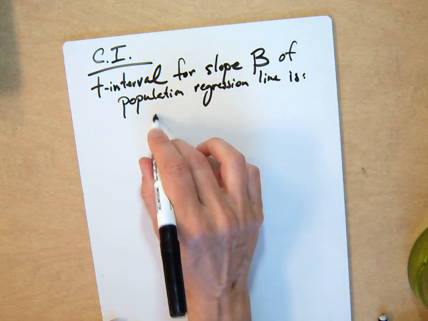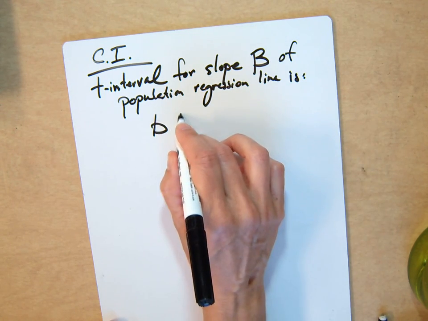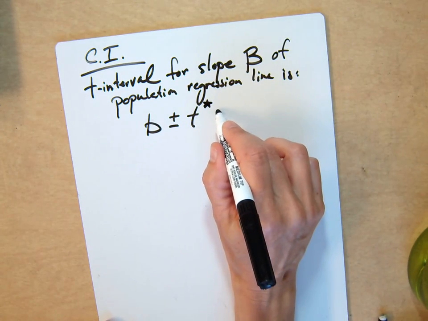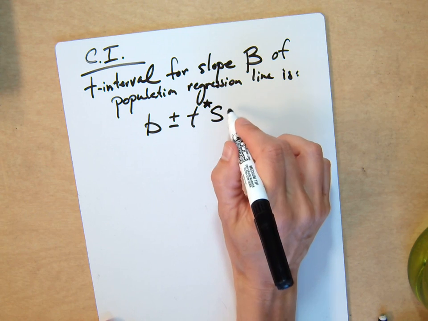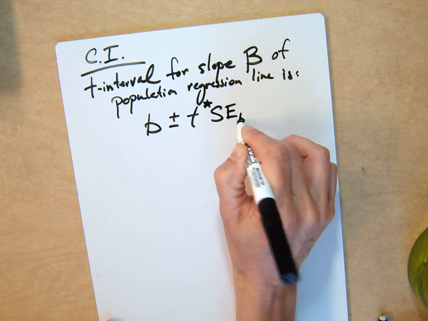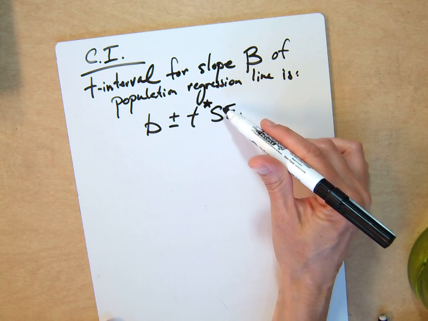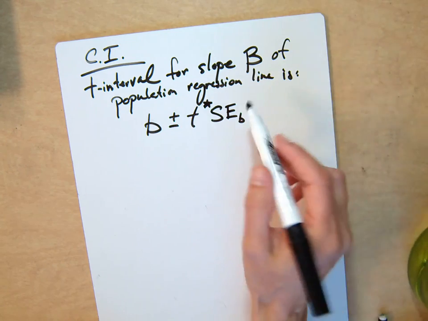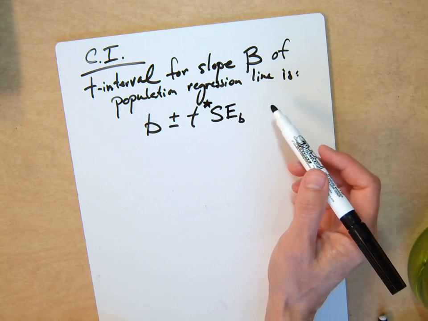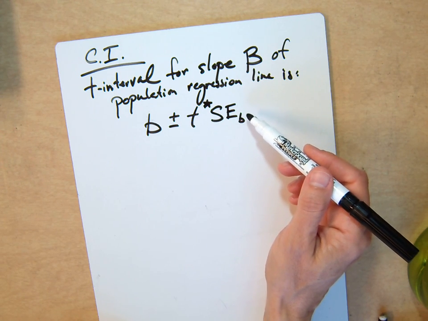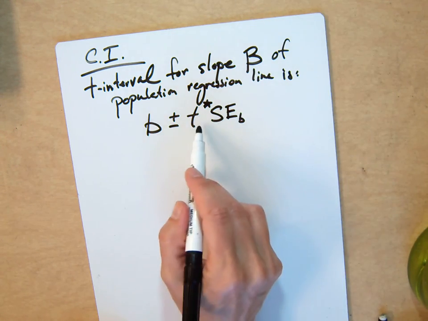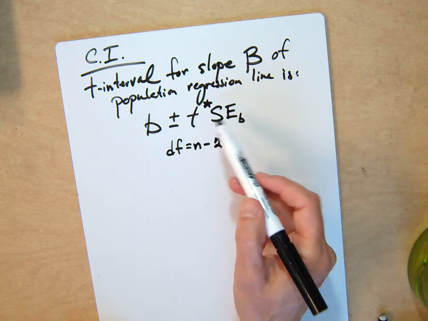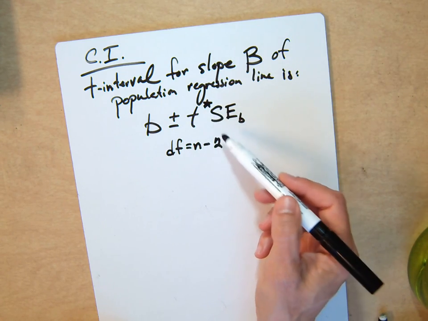The formula is very simple. It's the sample slope, b, plus or minus t star, which you find exactly the same way you're used to, times the standard error of the slope. In the video they wrote it as S sub b. In the book they use SE sub b, standard error of the slope. Today you'll just look at the computer-generated output, find that number, and plug it in. To find t star, use degrees of freedom n minus 2, sample size minus 2, and use inverse t, just like you're used to.